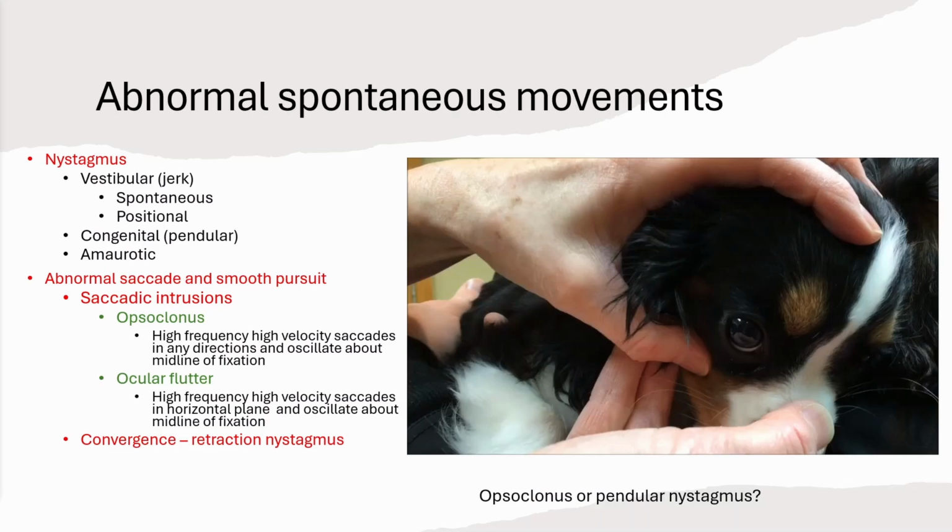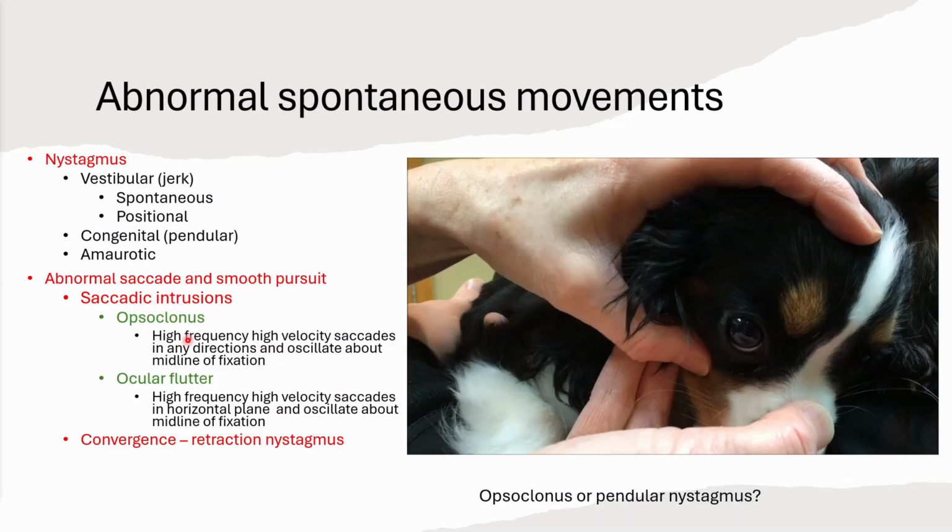And so we will divide the abnormal movements into nystagmus, which is a backwards and forwards type of movement, or an up and down type of movement. And then we have abnormal saccades and smooth pursuits. So saccades are the rapid eye movements you make to track objects, and smooth pursuit is what it sounds like, how your eyeball follows a traveling object, or when you smoothly go to watch something.